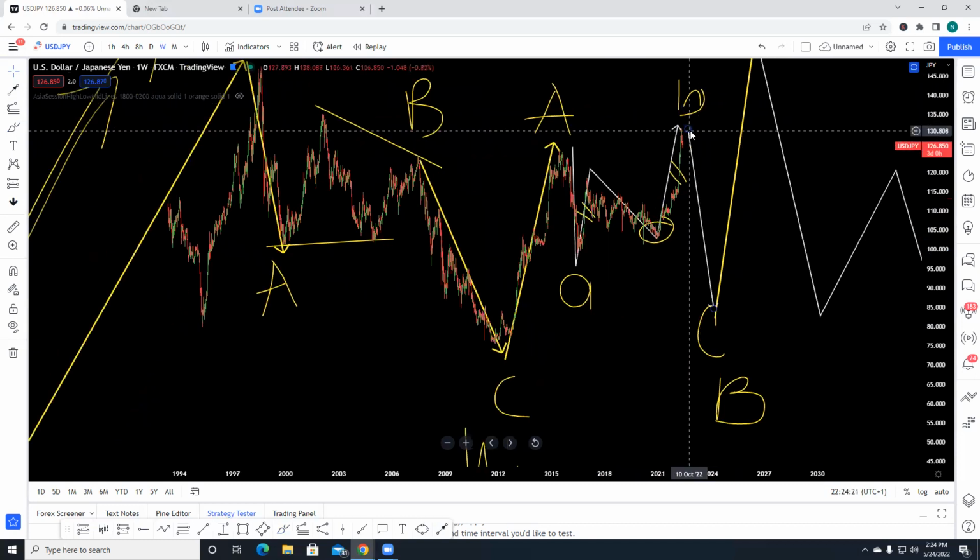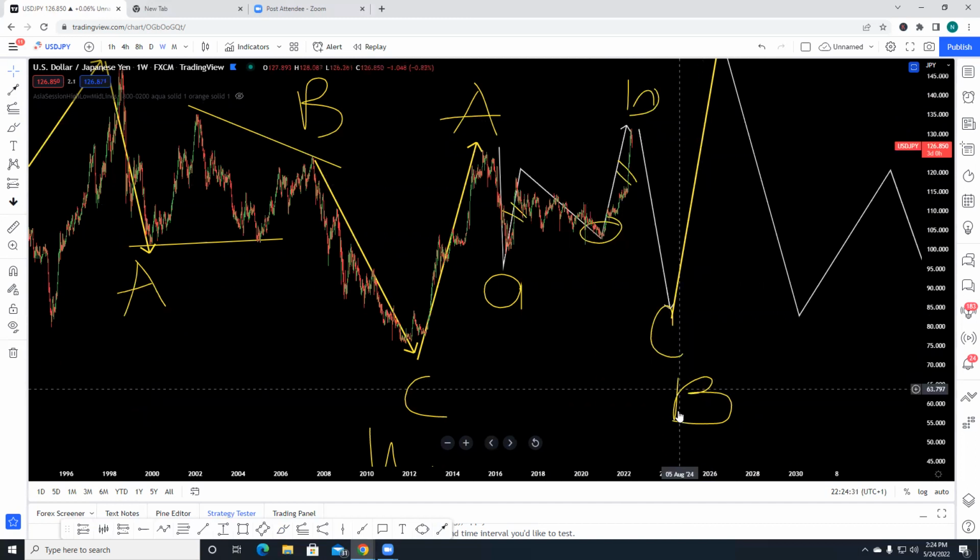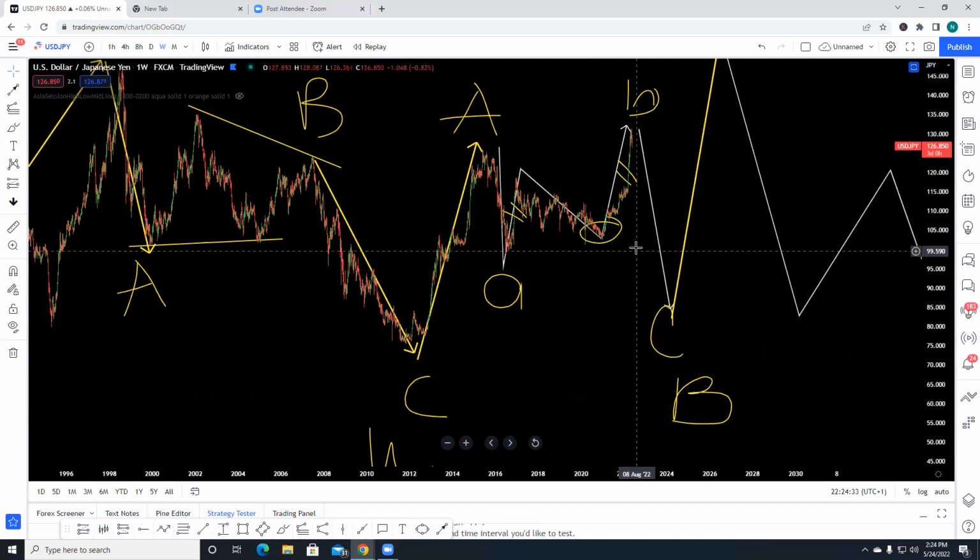So what we should expect now is this move to the downside. This is wave C of the internal structure to complete this bigger B corrective structure. So what we want is a move down, a move to the downside.